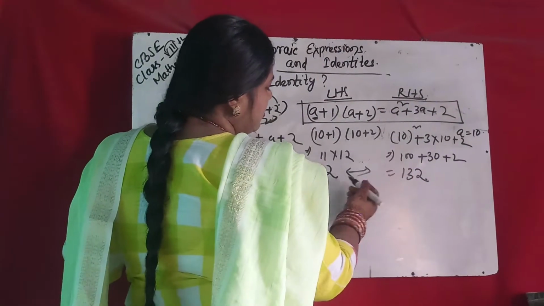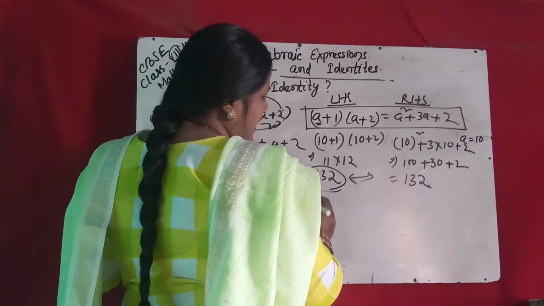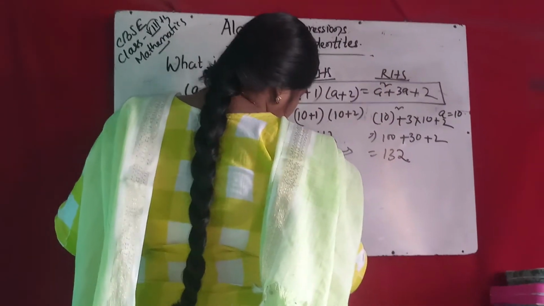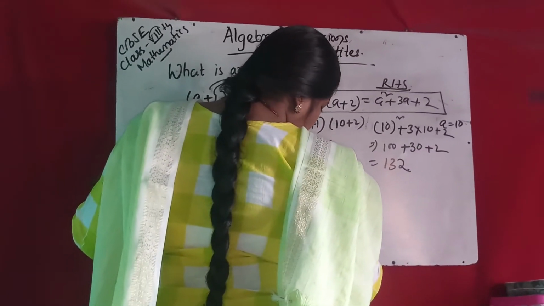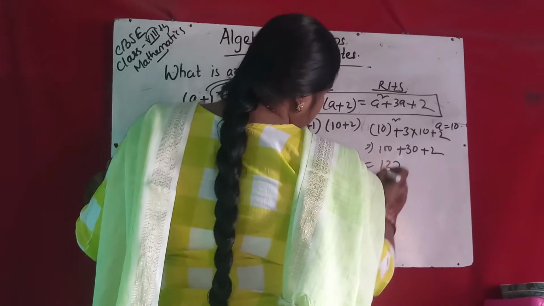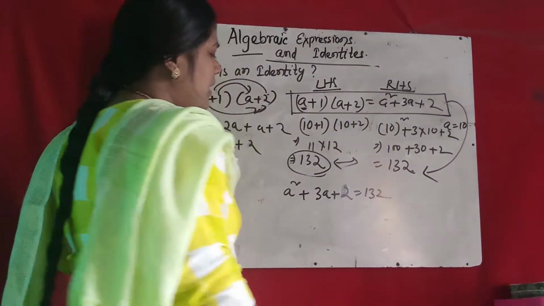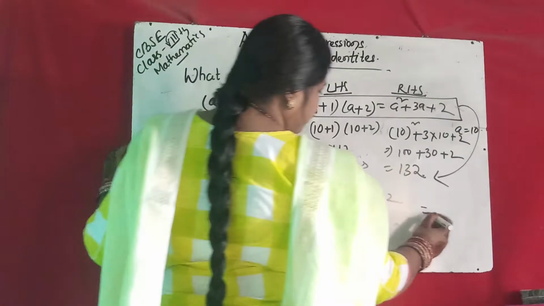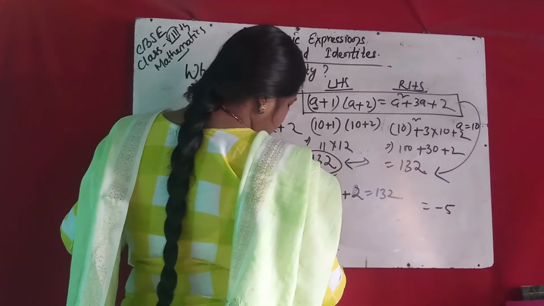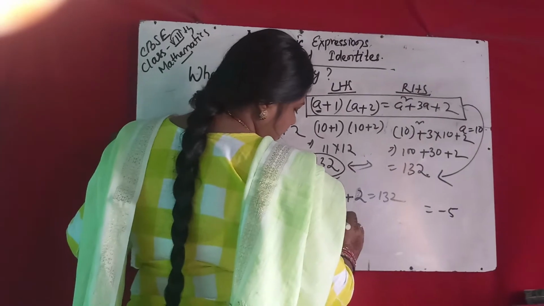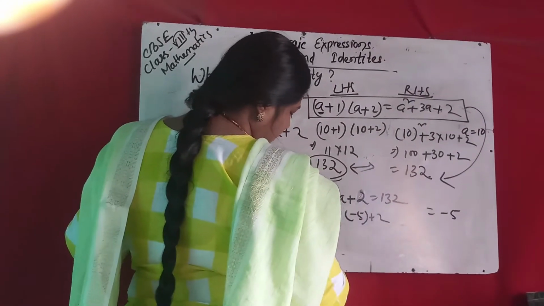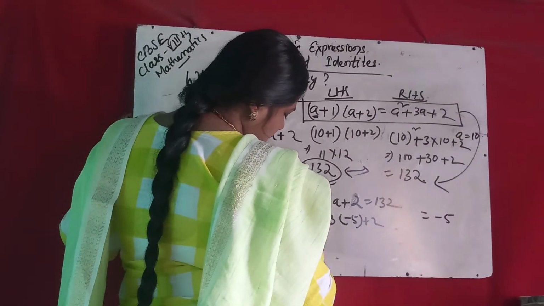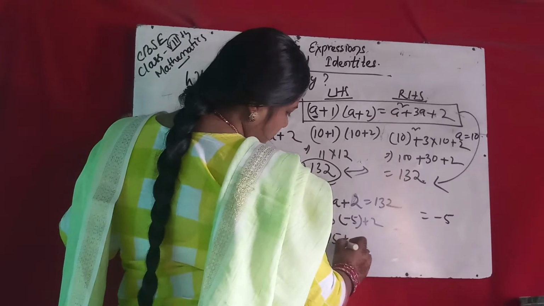Suppose here we get 132. Okay. Suppose a square plus 3a plus 2 equal to 132. You get this equation? Okay. If we change the number for a, suppose a equal to minus 5. So take the number minus 5: minus 5 square plus 3 into minus 5 plus 2. Only the LHS you see.